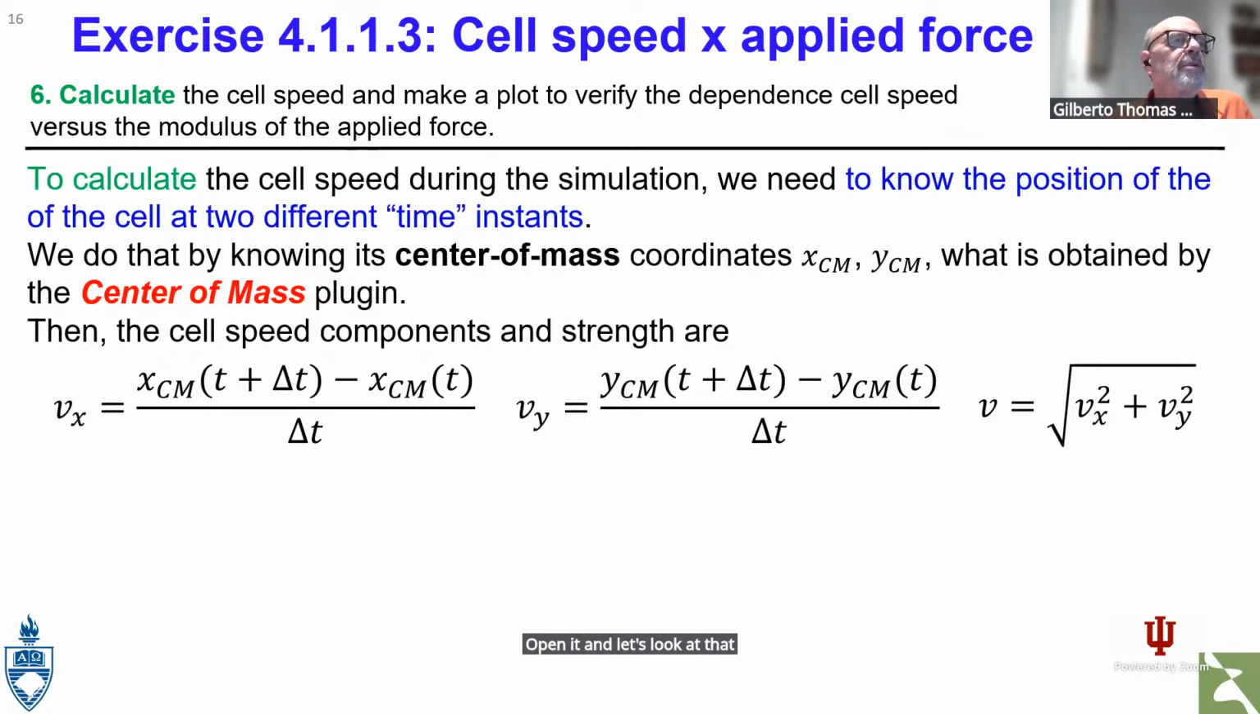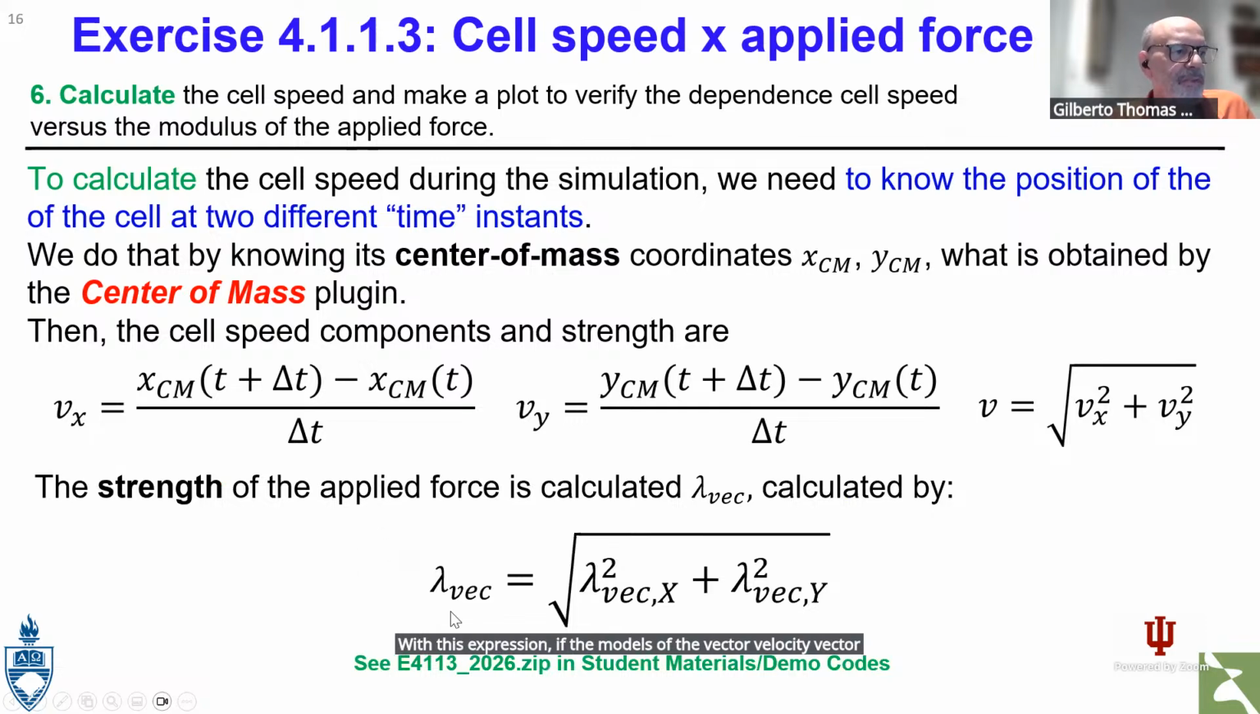Now we have to keep track of the speed of the cell to see if it is accelerating forever. To do that, more physics: we have to calculate the components of the speed in each direction and calculate the intensity of the speed with this expression, the modulus of the velocity vector.